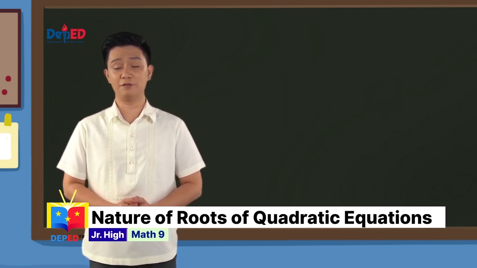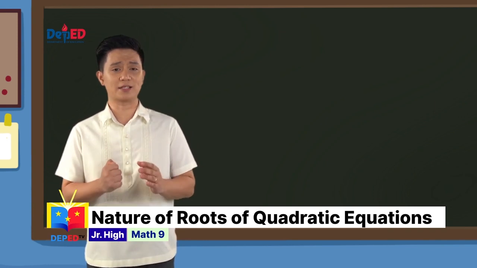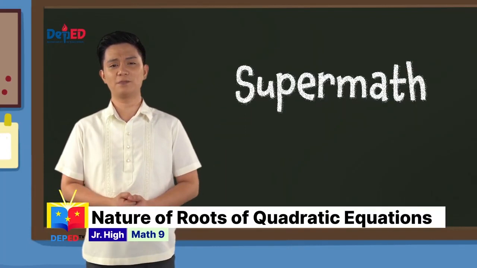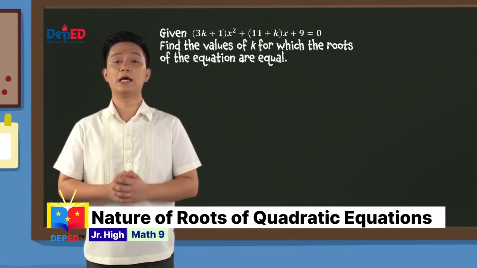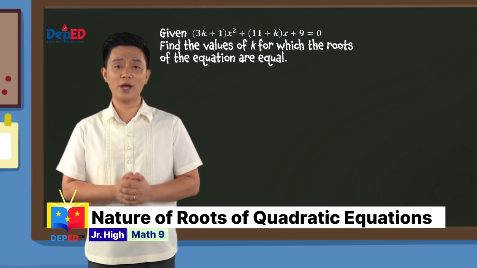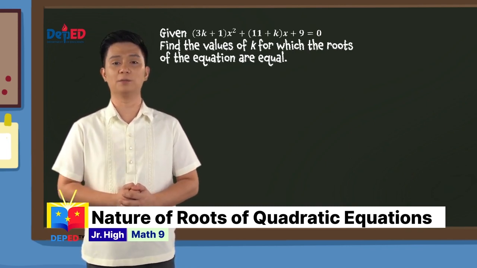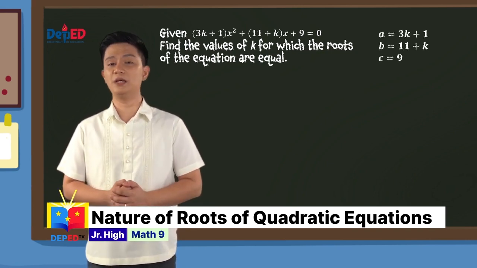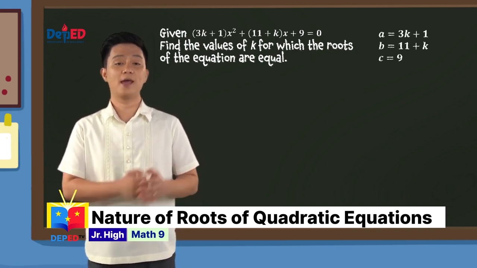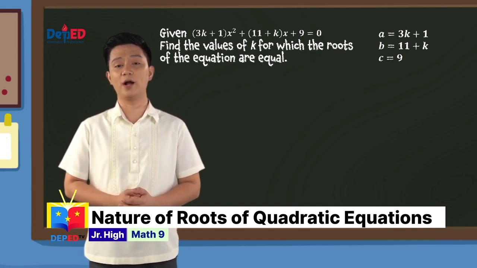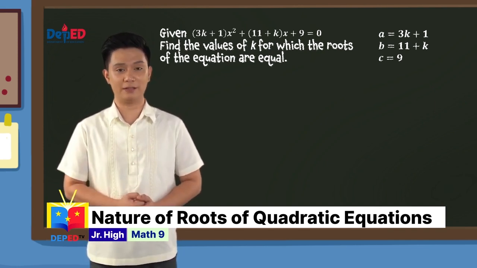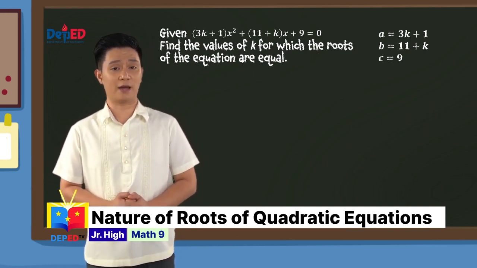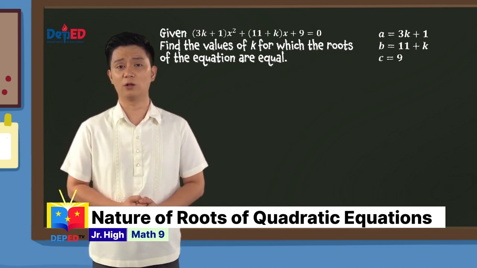We shall answer another activity, but this time it is a bit, or should I say, extra challenging. It's super math. So, here's what we have to do. Find the values of k for which the roots of the equation are equal. Alright, so we can see that the coefficients a and b are expressed in terms of k. a is equal to 3k plus 1, while b is equal to 11 plus k, while c is just 9. What should be the value of k so that the roots are equal?